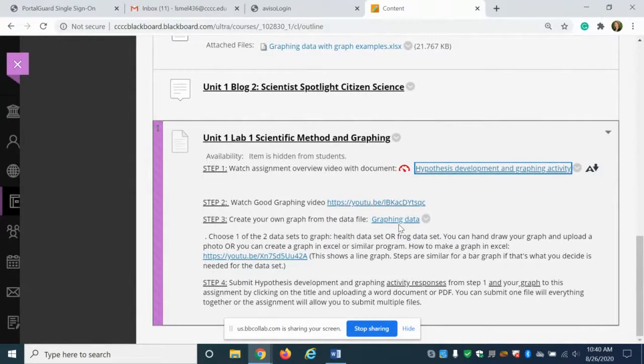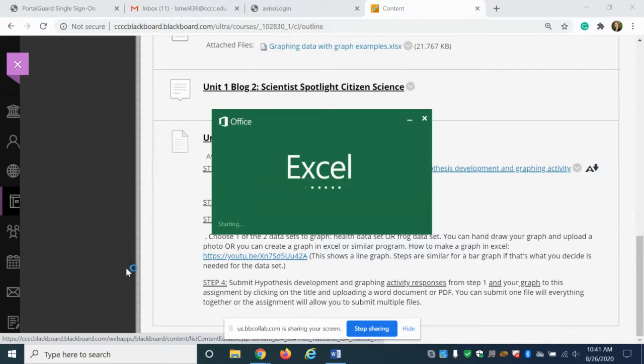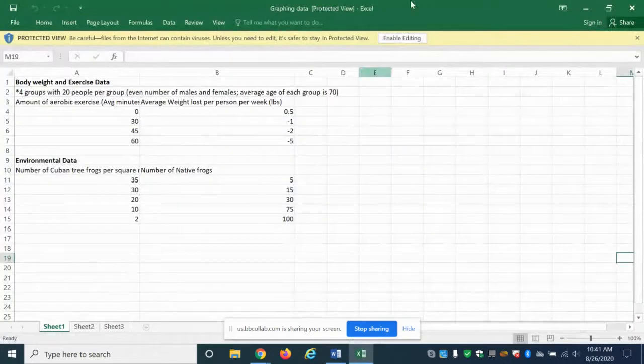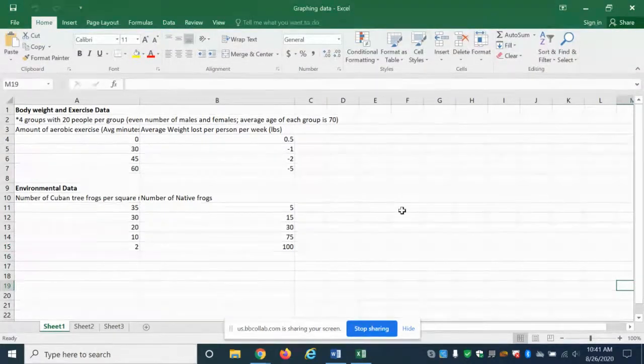So after you've stepped through the hypothesis and the experimental design development, you'll want to watch this good graphing video. And actually, you might want to watch the good graphing video first because that will give you an idea and examples of the independent and dependent variables. You'll get the graph data that we're looking for here. I'm providing you with the data. You're making up scenarios for the other two walkthroughs of hypotheses development.